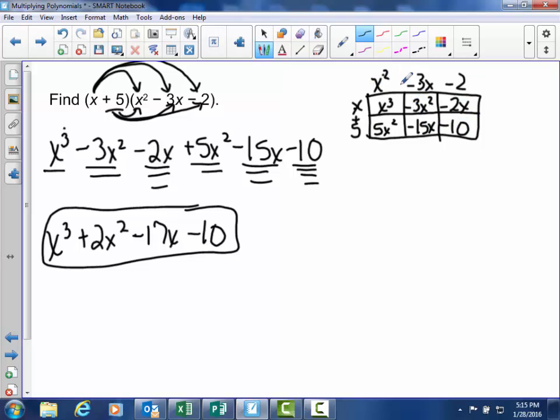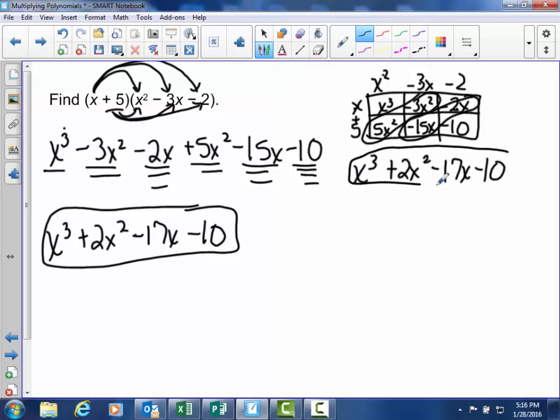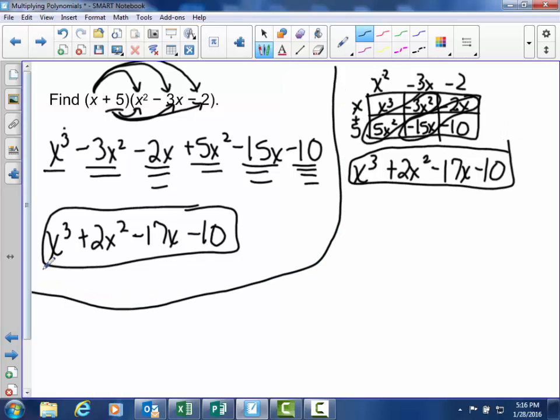And because my polynomials were in order and standard form, my like terms are here on the diagonals. Okay, so I still have x cubed. 5 minus 3 is 2x squared. Negative 2 minus 15 is negative 17x, and minus 10. Okay, so that's our box method.